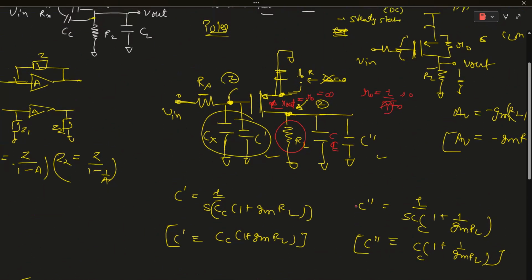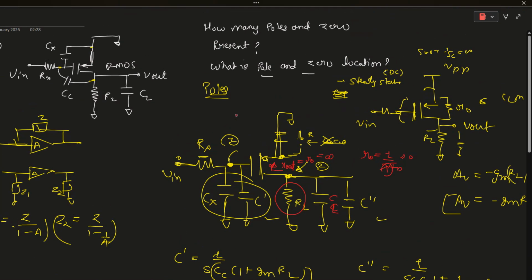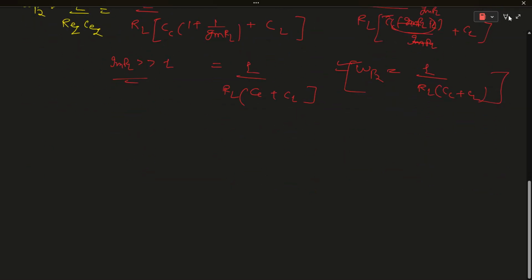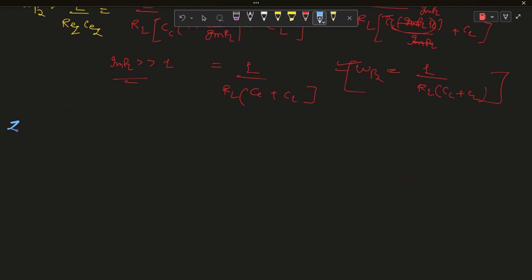Now this is for poles. Now we are going to find the zero.